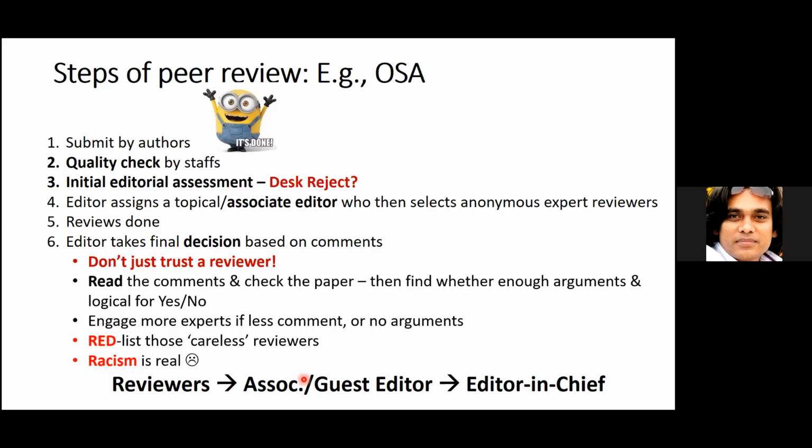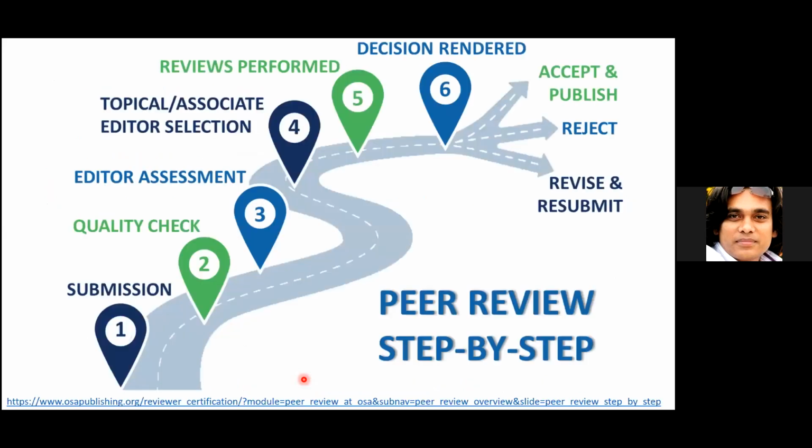Next point is that, I mean, this is the Optical Society of America's process: submission, quality check by staff, editor assessment, and then if not rejected, you go for reviews and so on. So finally you get the paper accepted with major revision or minor revision, or rejected, and rejection is not a problem, and revise or resubmit, and you get more time.